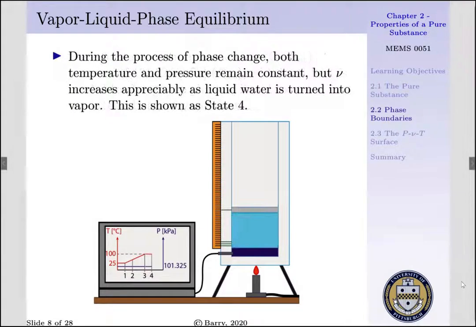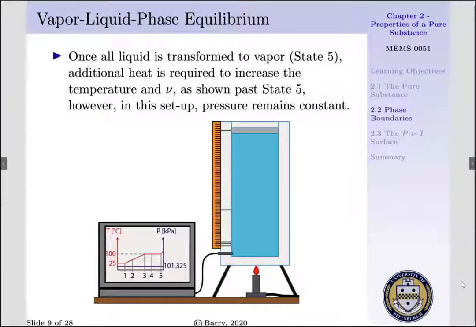During the process of phase change, both our temperature and pressure are going to remain constant, but our specific volume is going to increase drastically as our liquid water turns into vapor. Recall a vapor state is roughly 1,000 times less dense than a liquid state, so any transformation of our liquid water into vapor is going to drastically increase the volume of our system, and this is shown as state 4.